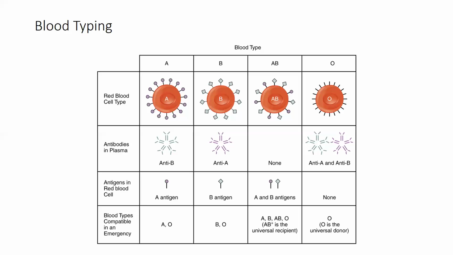Type AB individuals can only donate to others with type AB blood, but can receive from type O, AB, A, or B, because they have both A and B antigens with no anti-A or anti-B antibodies. Type A can donate to A or AB, but can only receive from A or O because of the presence of A antigens, and type B can donate to B or AB, but can only receive from B or O because of the presence of B antigens.